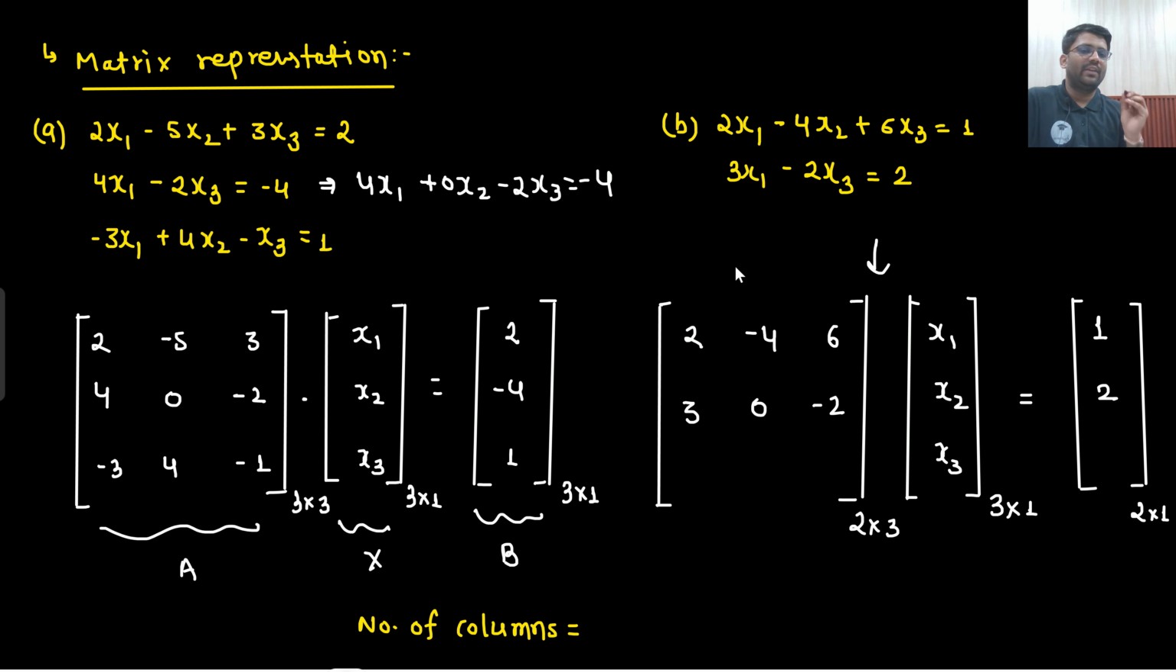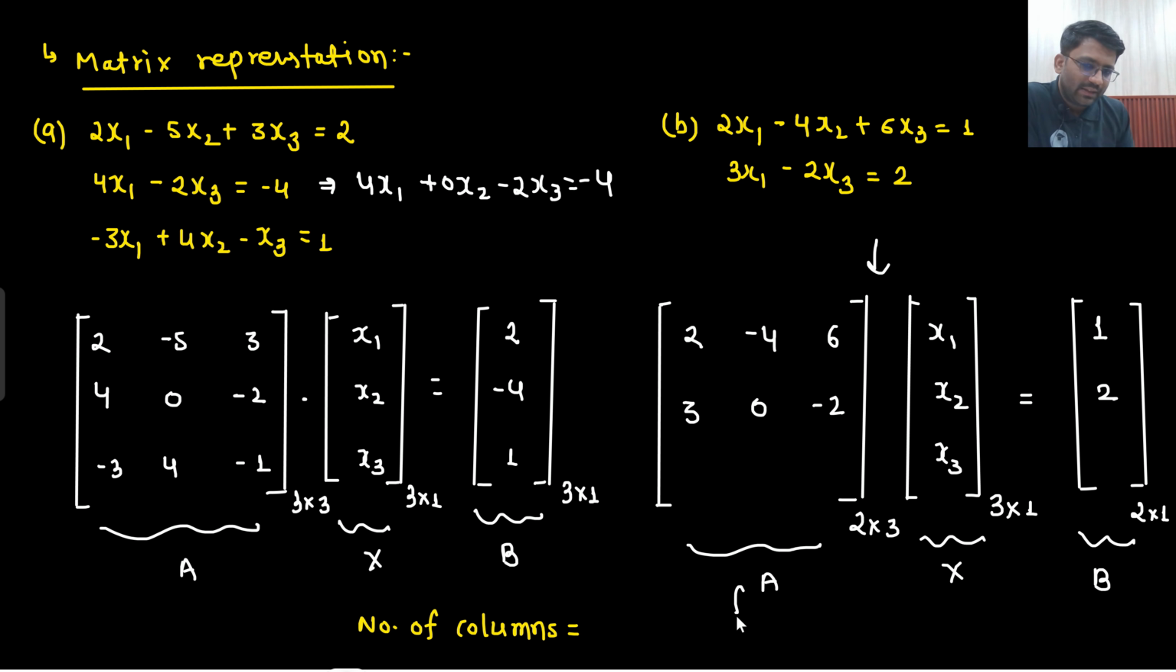So are you able to write down the equations? Yes, sir. Very easily we are able to write down the equations. Understandable? Okay, so here only 2 rows would be there because there are only 2 equations. 3 variables, 2 equations. Understandable? So what will you say? This is your matrix A, this is your matrix X, and this is your matrix B.